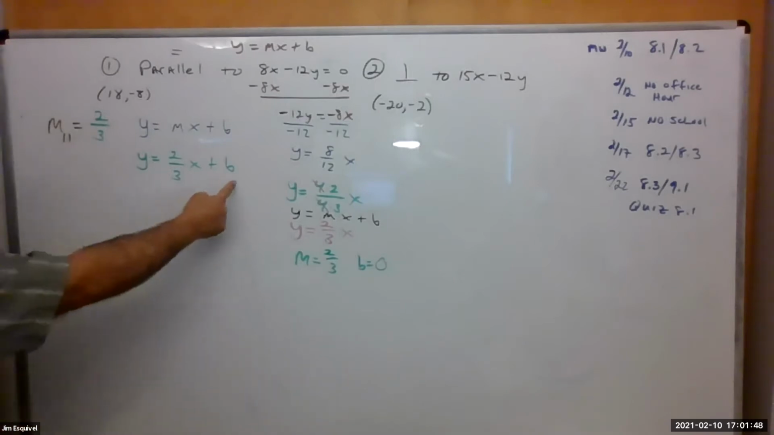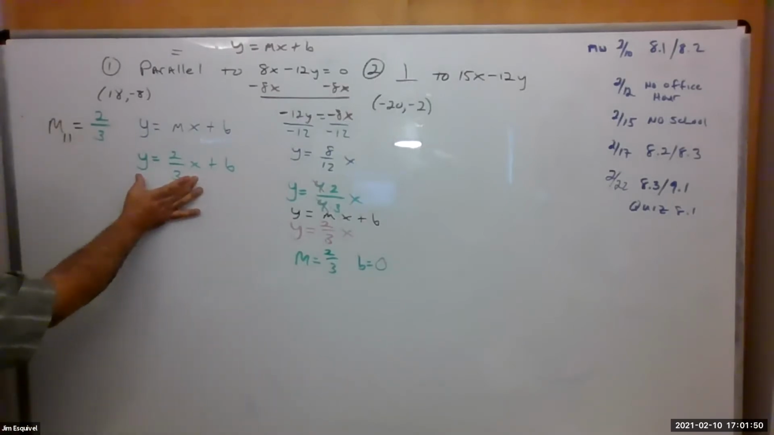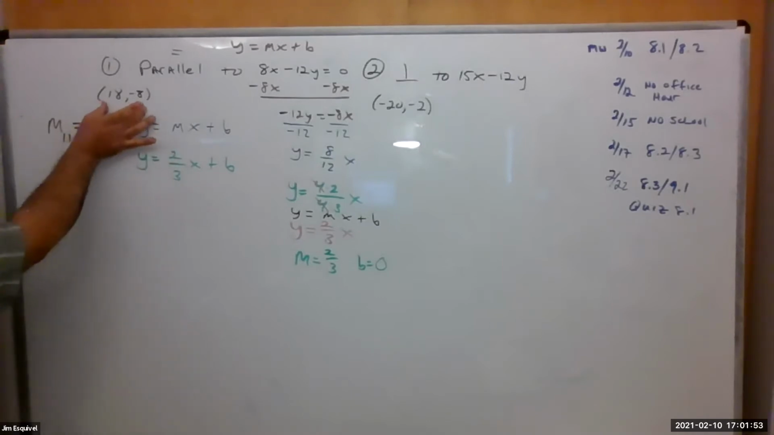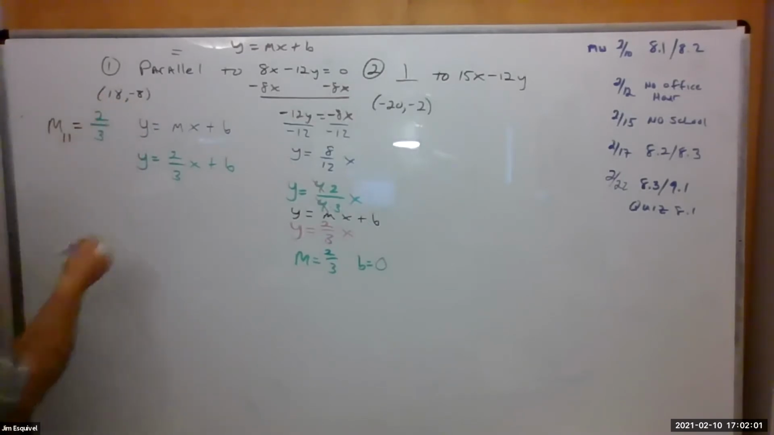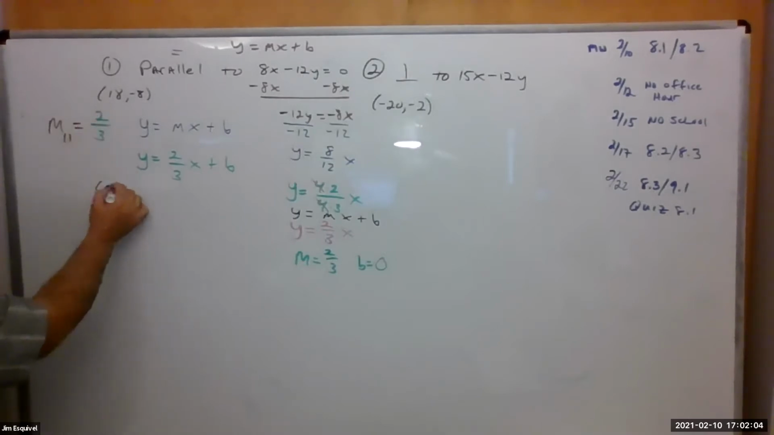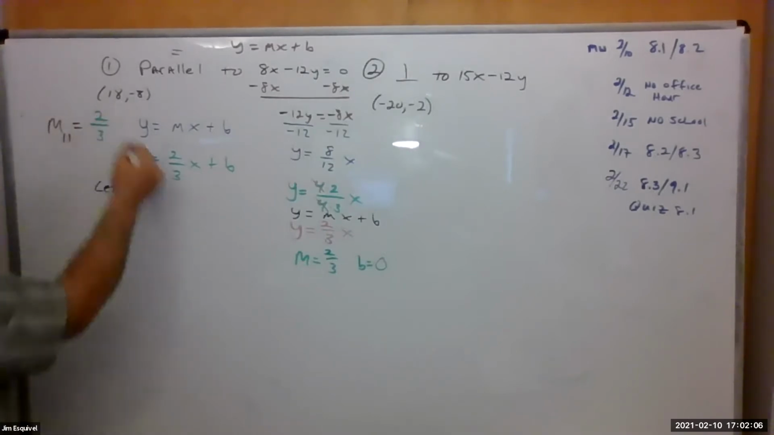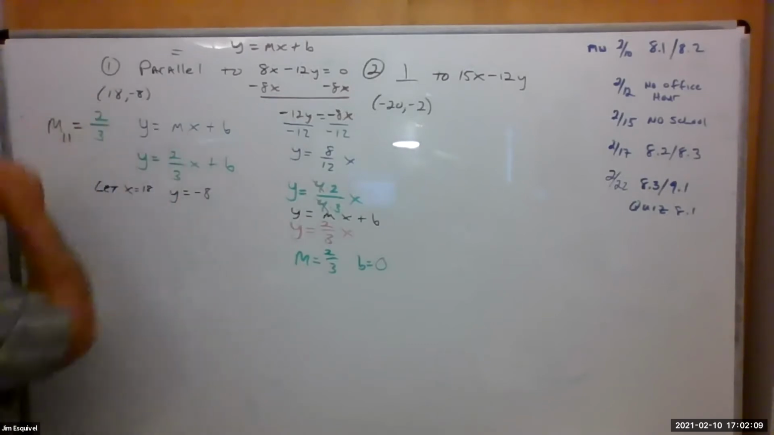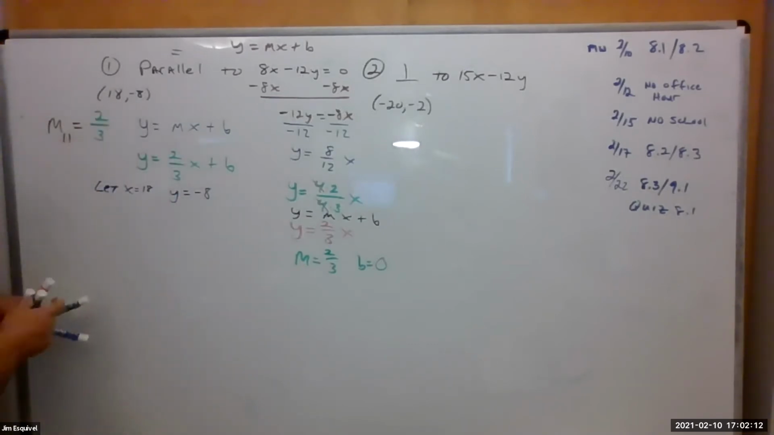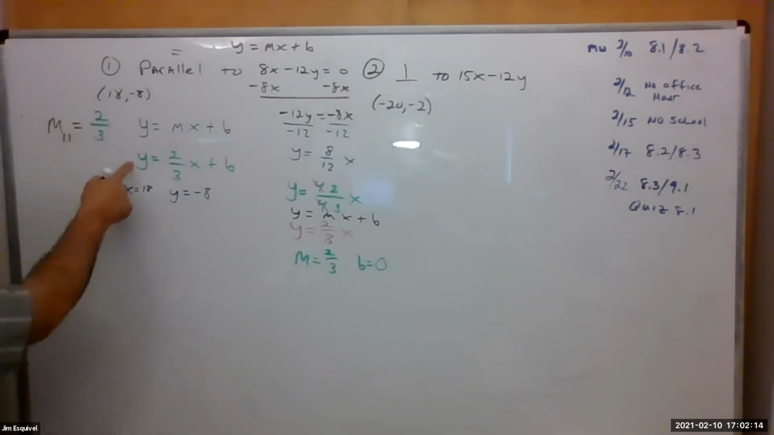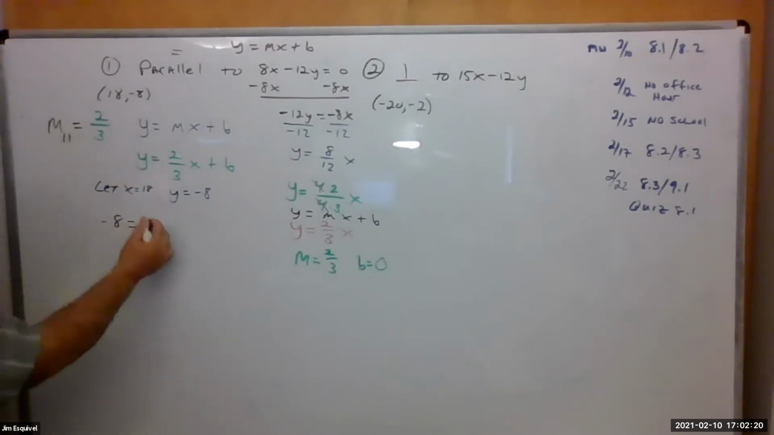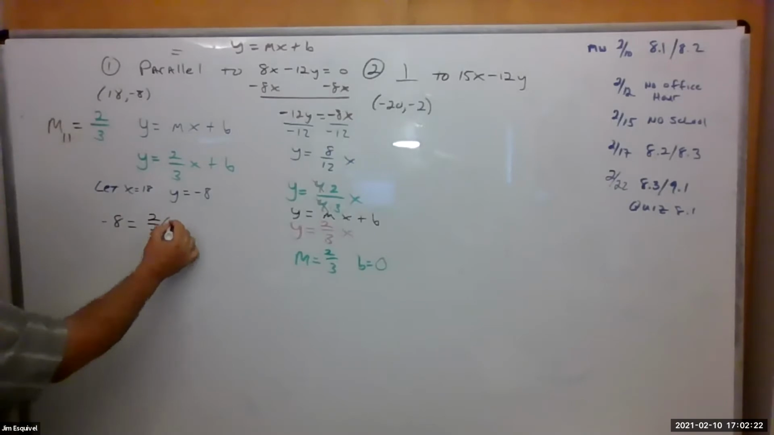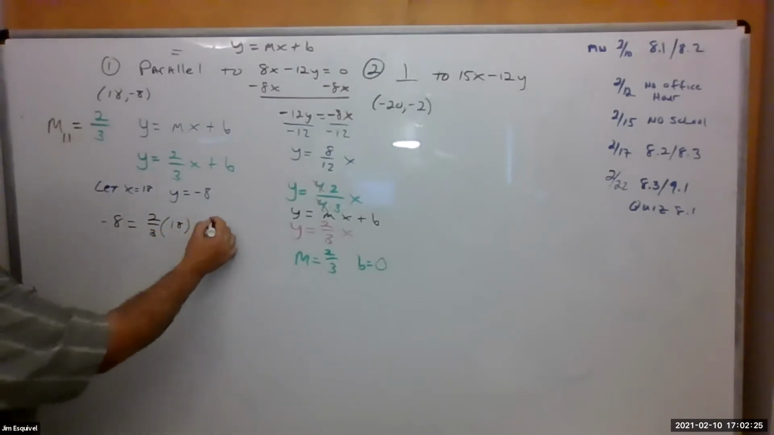To solve for b, we're going to plug in something for x and y. The only x and y that we have is this one right here. This is the only point on the line that we know of. So this is my x and y. So you're going to let x equal 18 and y equal -8. So -8 goes in here for y, equal to 2/3 times 18 plus b.